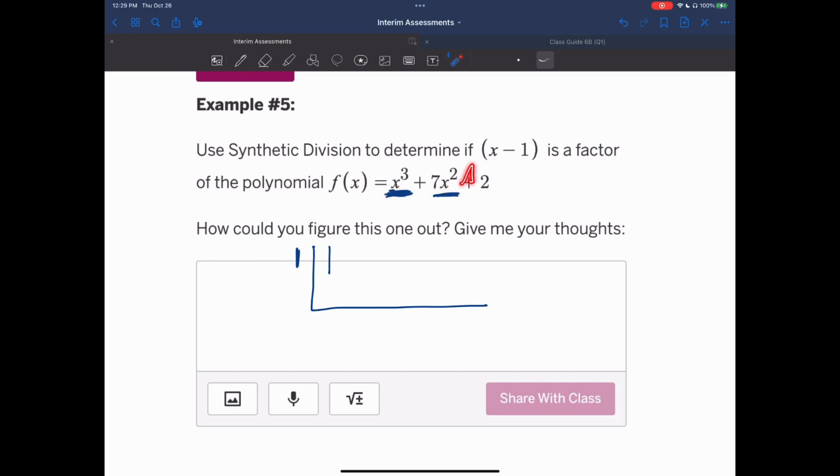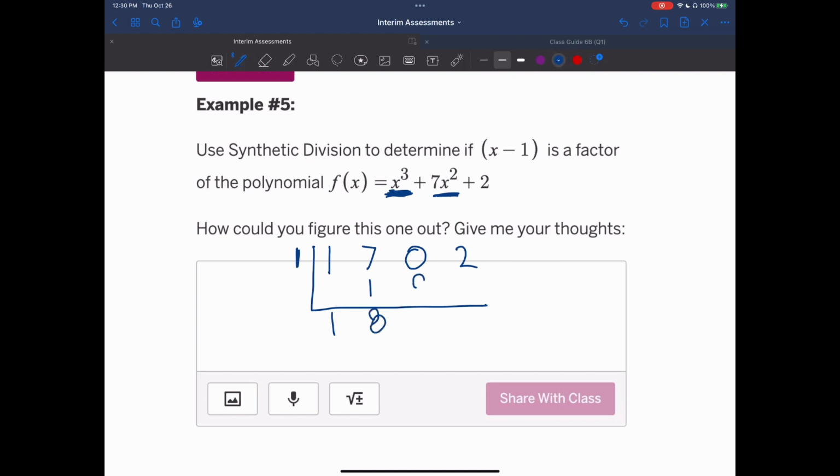So if there is a missing term, I want you to put a 0 in its place. So I'm going to do a 1 for this one, a 7 for the next one, a 0 for the missing x, and then 2. All right, now we're ready to go. Let's bring the 1 down. 1 times 1 gives me 1. Adding straight down, I get 8.